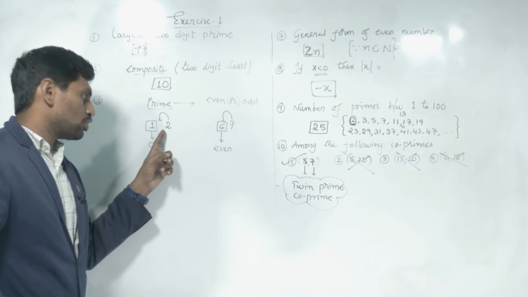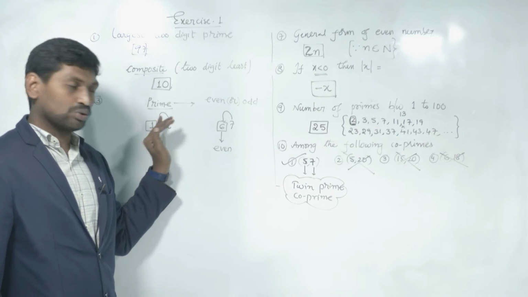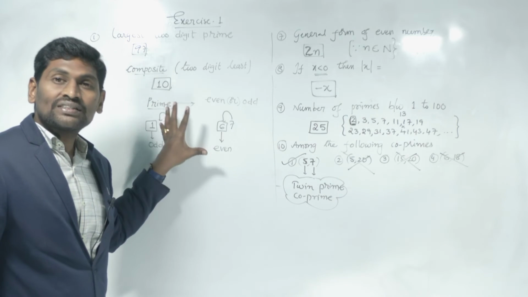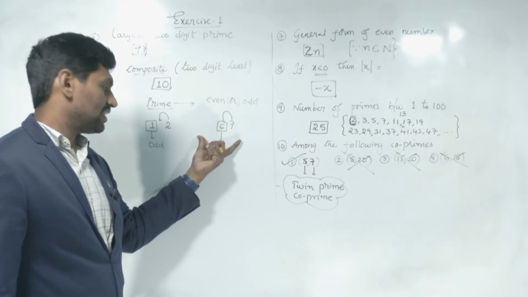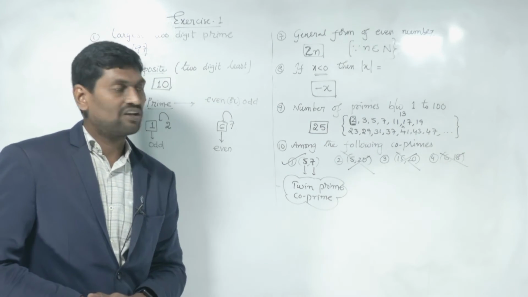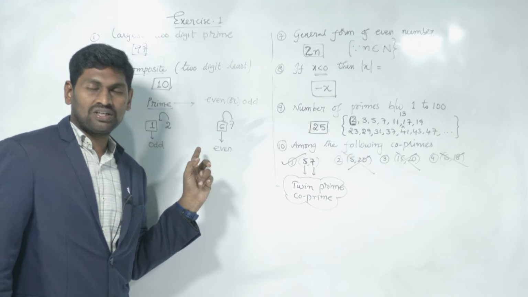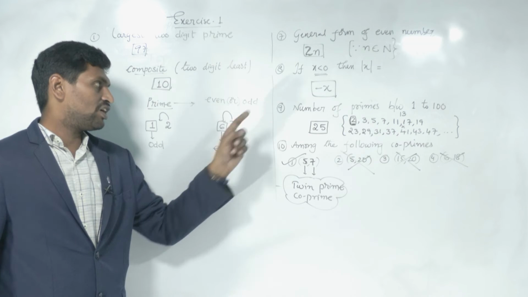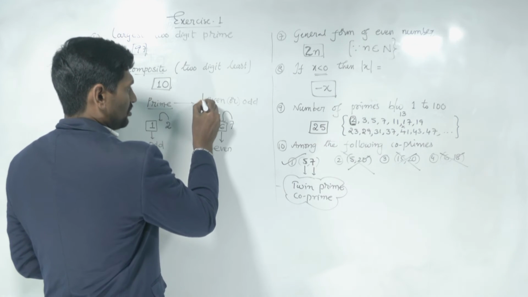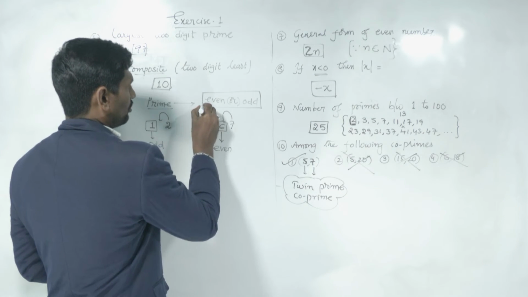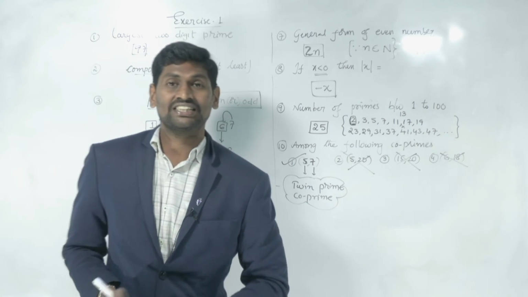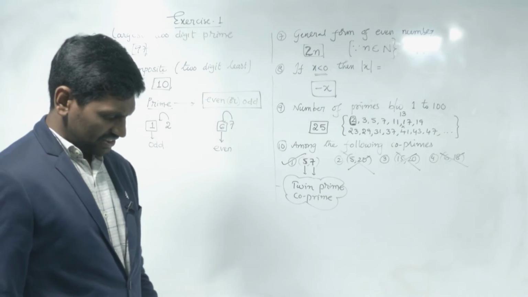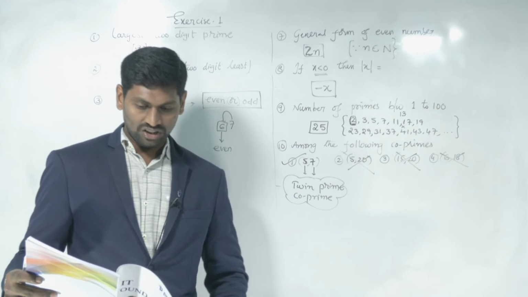Okay, if the question asks except 2, then the predecessor of a prime number is always even. But here 2 is also a prime number. If we consider 2, the answer will be even or odd, both we should take. So in the question there is no discussion about 2, so we have to consider 2. I think you have the third option, odd or even.